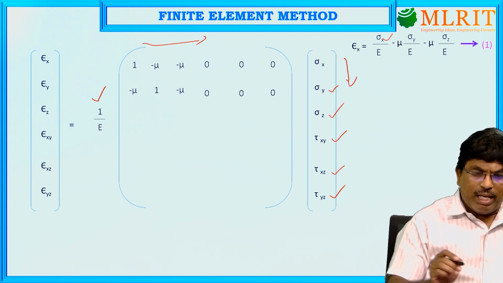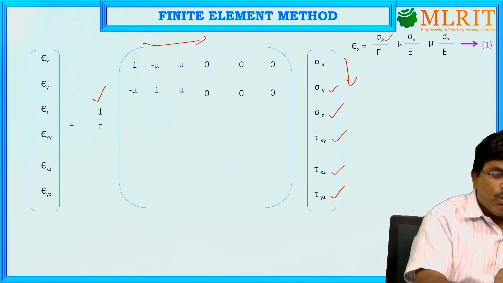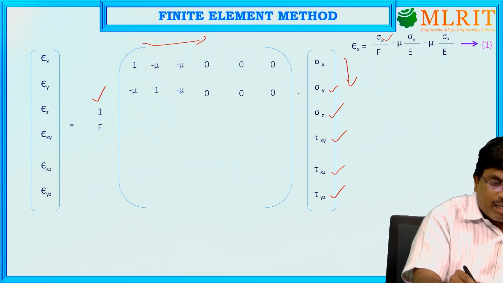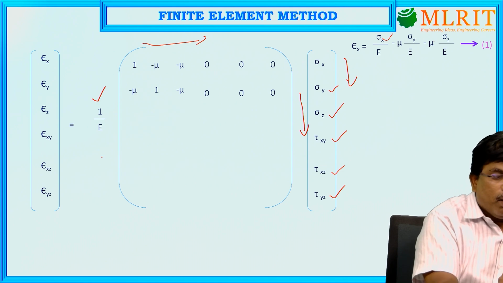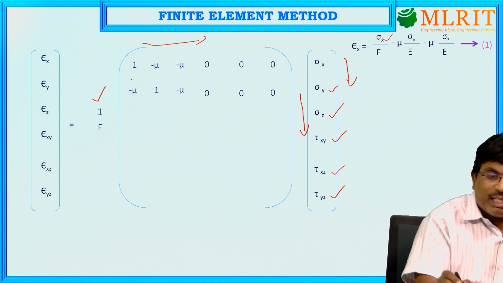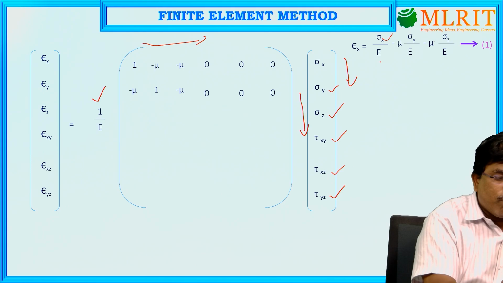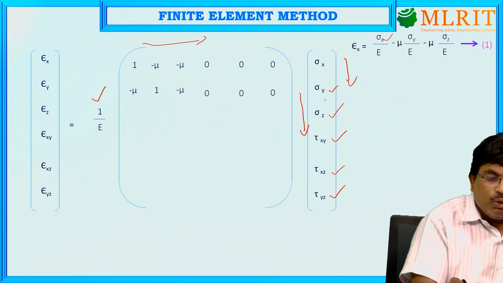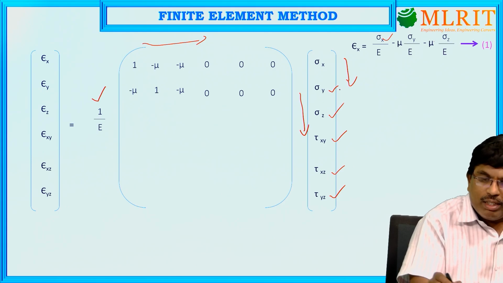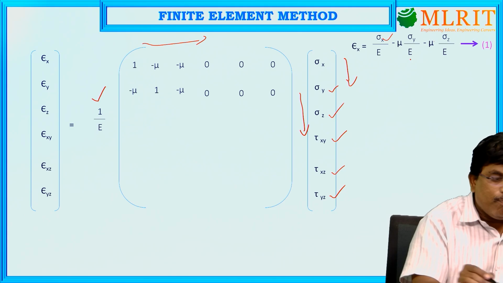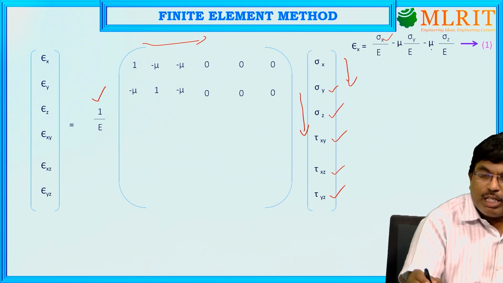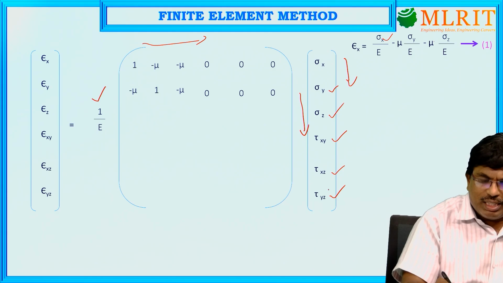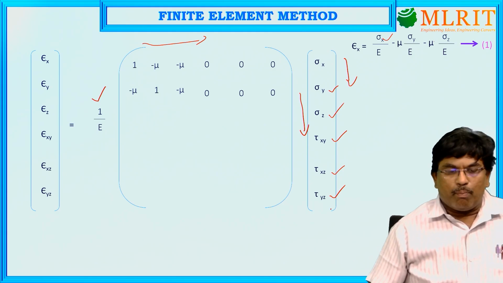So that means, suppose equation number 1, you multiply the row and column, you will get 1 by E into 1 into sigma x, that is sigma x by E, then 1 by E into minus mu into sigma y, that is minus mu sigma y by E, then 1 by E into minus mu into sigma z, so minus mu sigma z by E, the others are 0. So you get equation number 1.